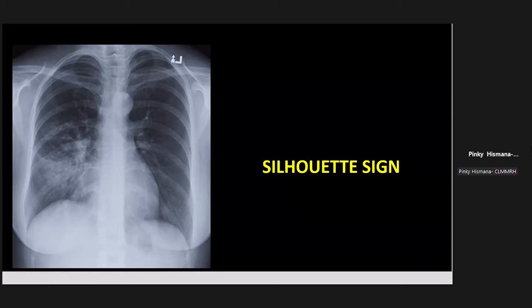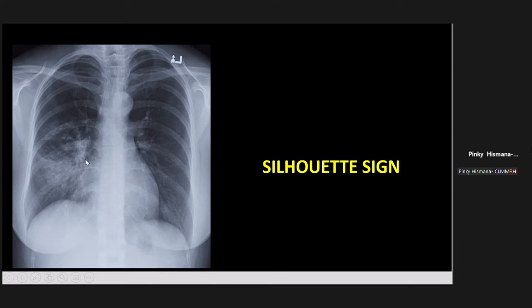Actually, it's a misnomer because when we refer to silhouette sign, we mean loss of the silhouette. This one, if you notice, the silhouette of the left cardiac border is crisp, well-defined. If you notice, the silhouette of the right cardiac border is lost. Hindi mo na siya ma-define. This is because of the superimposition. When you see this cardiac border, it doesn't only mean heart, because part of the lungs is also superimposed on the heart.